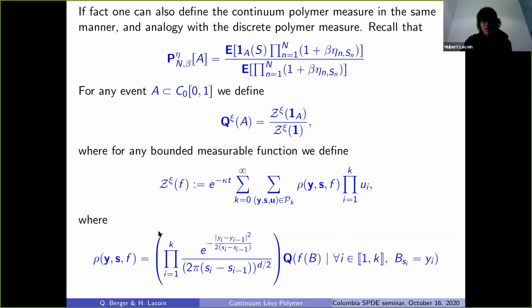And basically, this is a linear combination of positive measures. So what you get in the end is a positive measure, and because you renormalize it, you have a probability on the set of continuous trajectories.